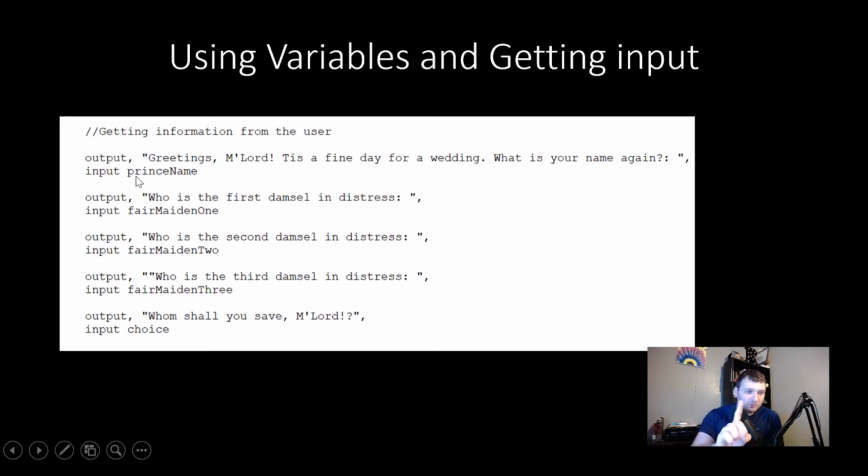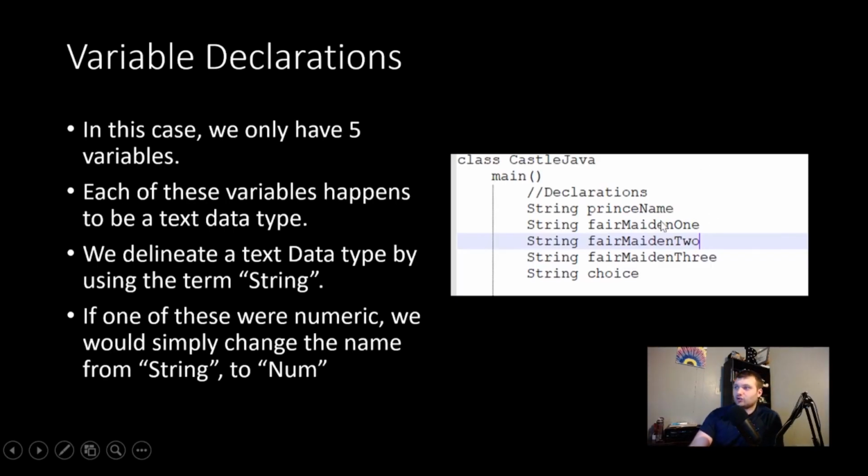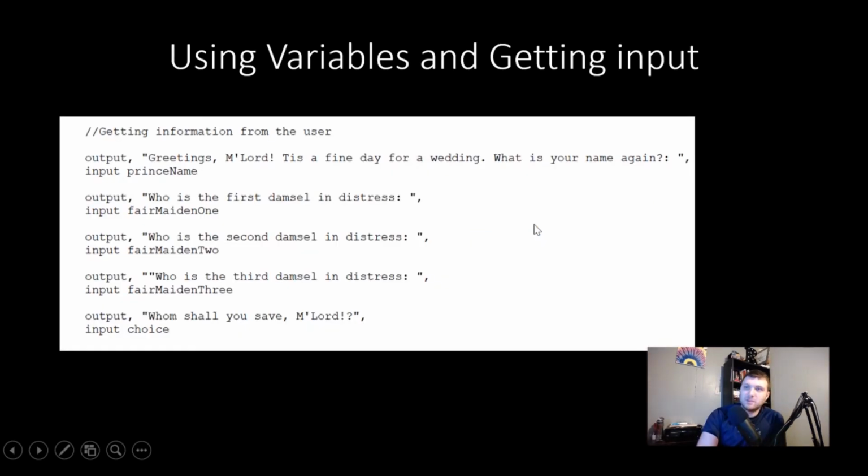Now, remember, we're expecting this to be a string. We're expecting this to be a word, a text variable. That's going to go right here. String, prince name. So input prince name, we're expecting them to say some kind of string, not a number. If they write a number, it's going to crash our program, but that's okay. We'll figure out how to bulletproof a program later on. For now, we're going to assume that our user is going to do exactly what we want them to do. Input prince name means they're going to input the name of a prince.